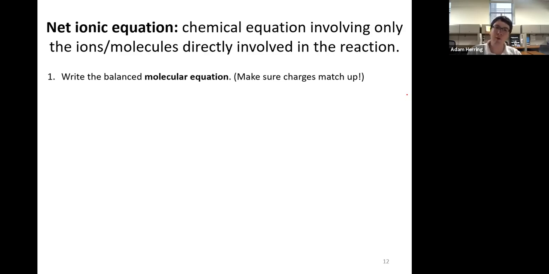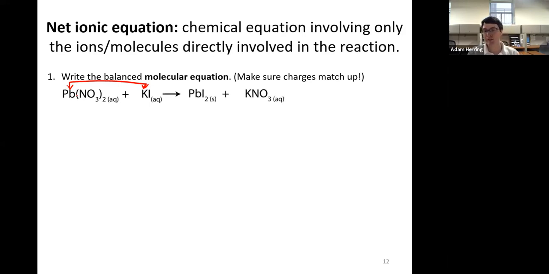When you're writing out a molecular equation, you need to make sure that you can predict the products properly and that the charges match up. So let's say that we have lead nitrate and we mix it with potassium iodide. What would we make? You should recognize that this is a double displacement reaction. We have two compounds, and so we swap the locations of the two cations or the two anions, and we would see that we would form lead iodide and potassium nitrate.